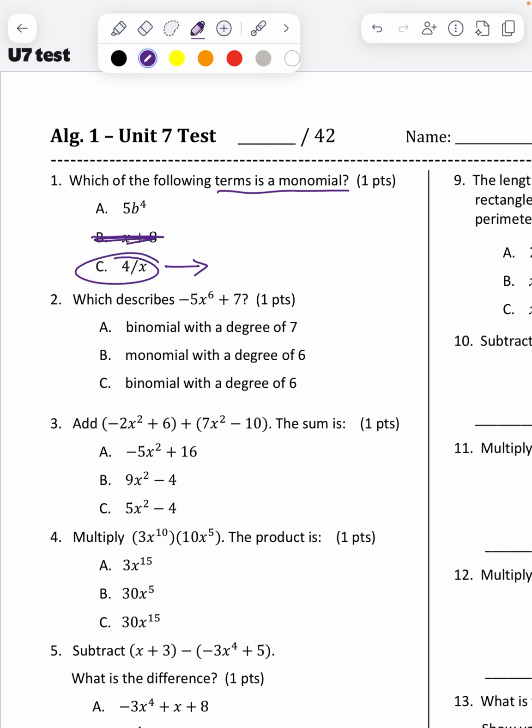Because C is a fraction. We can rewrite it like 4 over x. So x is at the bottom, so it cannot be a polynomial. The variable cannot be at the bottom. A monomial is one type of polynomial. So the only correct answer is A. All right, so C is not.